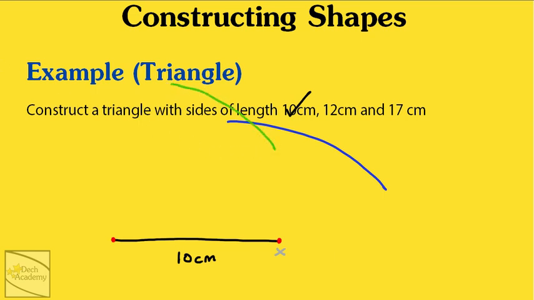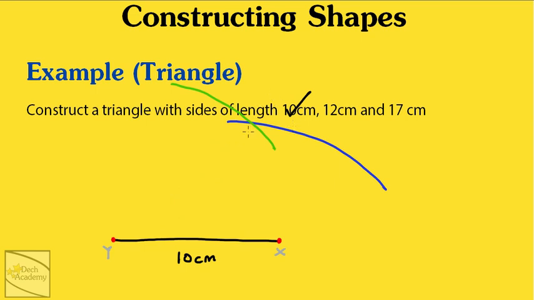The point here is that, I call this point Y, if you draw any straight line from Y to the green arc, the length of that line will be 17 centimeters. So any of these lines could be the side of the triangle whose length is 17 centimeters, but we don't know which one.